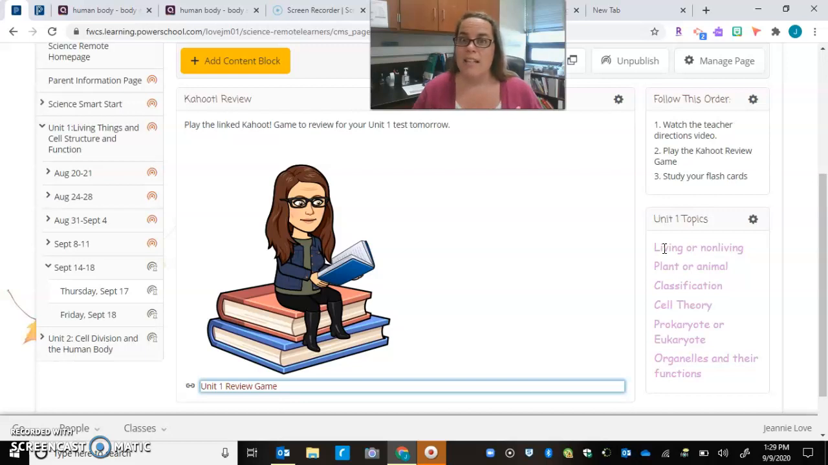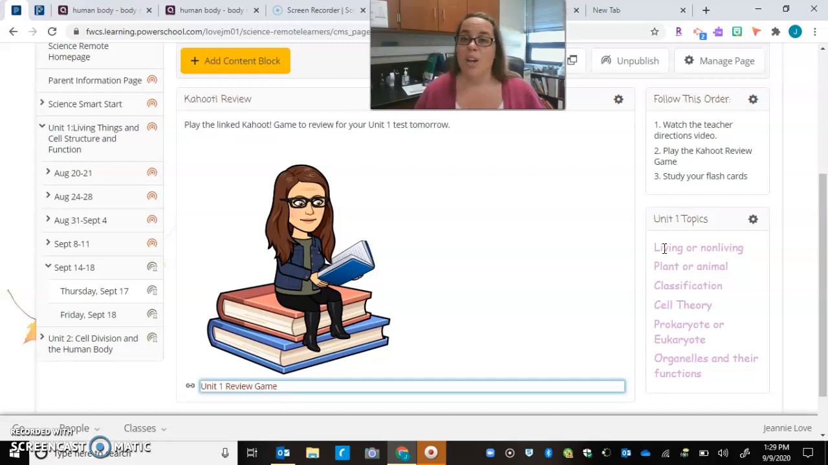Classification, remember Linnaeus and his classification system, you might need to go review what those words mean. We talked cell theory and all of those dead guys that helped us figure out all cells come from somewhere and that everything is made up of cells and that cells are the building blocks of life. So make sure you know your scientists and what they did. What was their contribution to that cell theory?